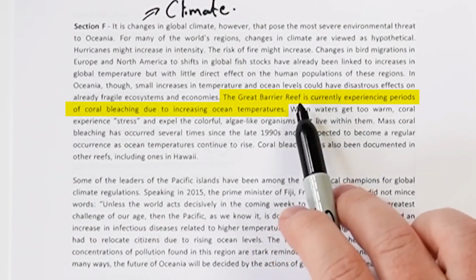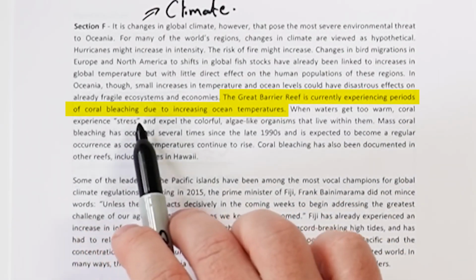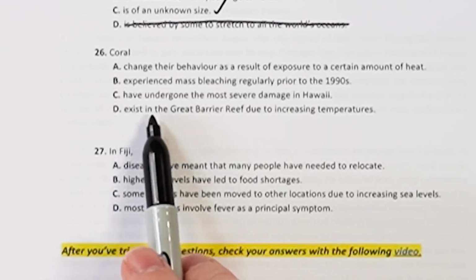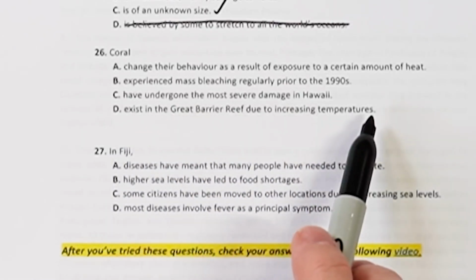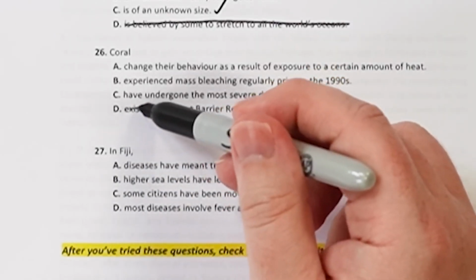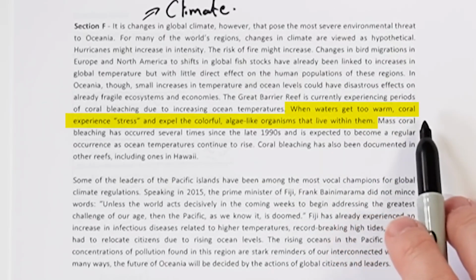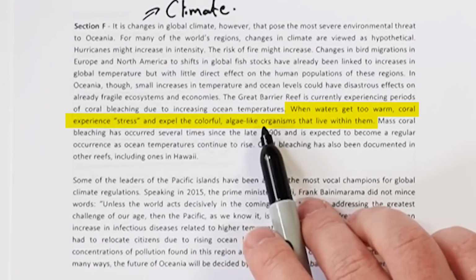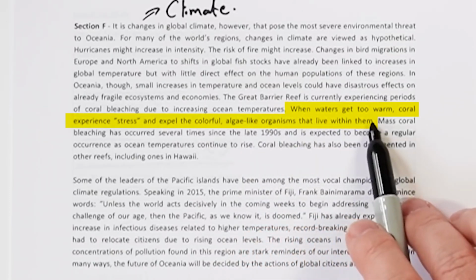So the Great Barrier Reef is currently experiencing periods of coral bleaching due to increased ocean temperatures. Coral exist in the Great Barrier Reef due to increasing temperatures. No, it doesn't say that. When waters get too warm, coral experience stress and expel the colorful algae-like organisms that live within them.